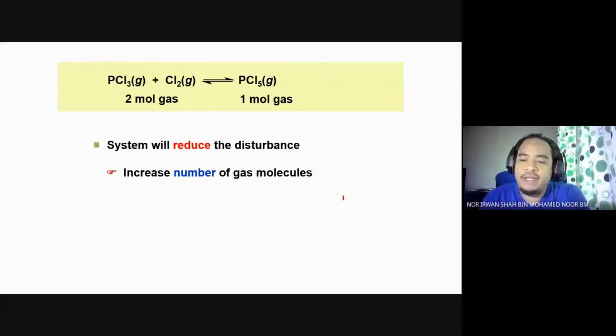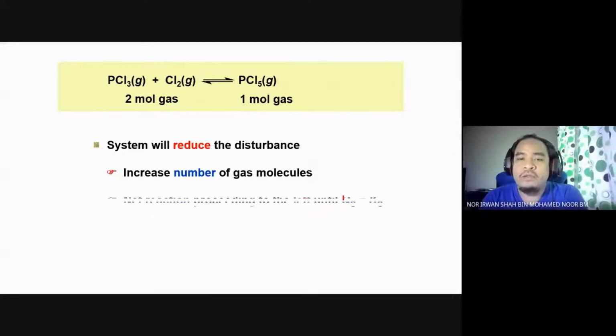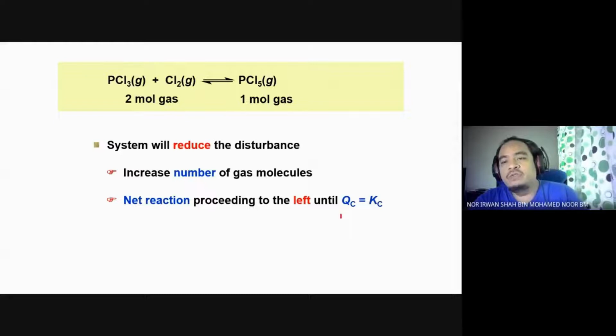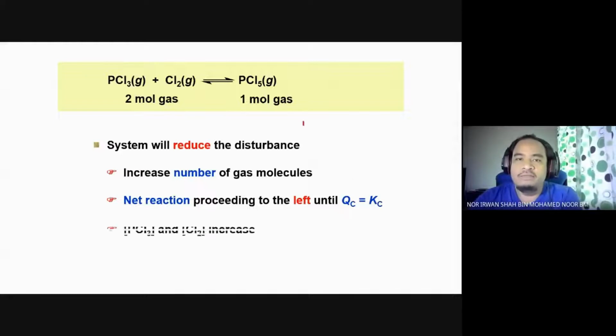So in this case, it is actually the opposite of case 1 just now. What will happen? The system will undergo a net reaction by proceeding to the left until QC equals KC. Maybe some of you are still unclear why the system shifts to the left. Why does the system shift to the left?